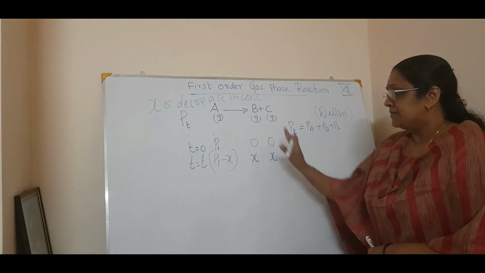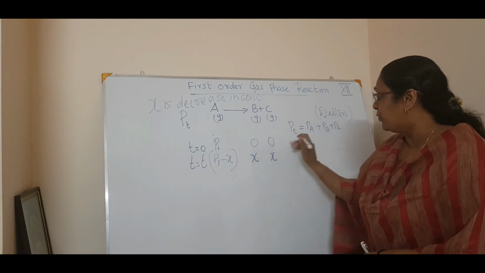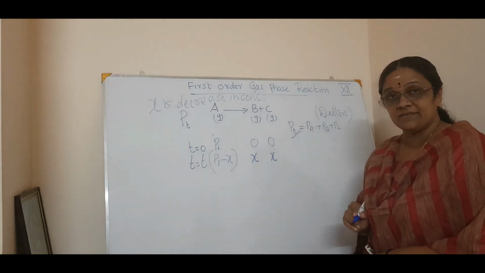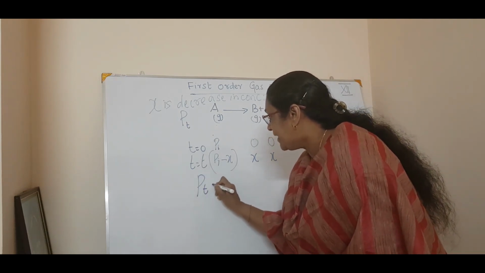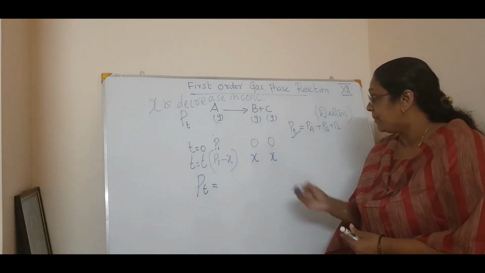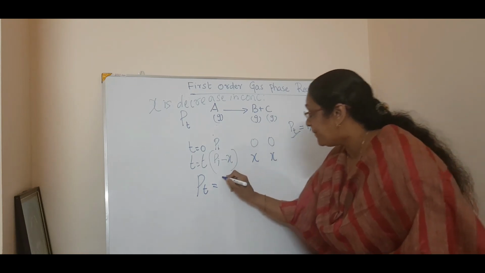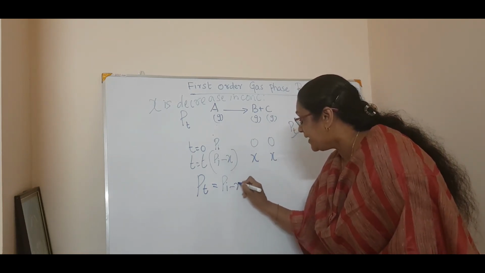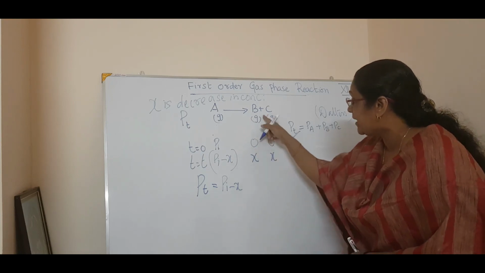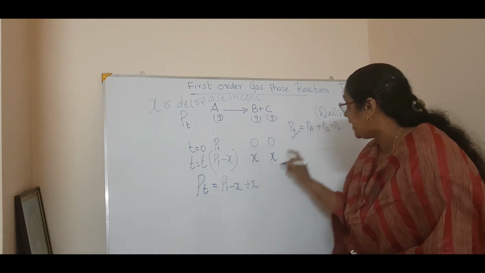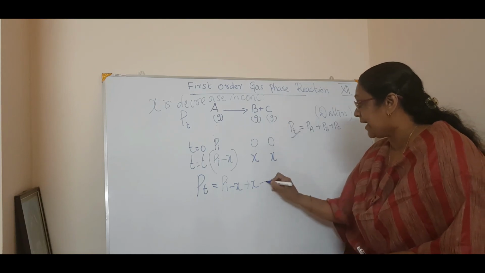Okay, now what we have to do? We have to calculate the PT, that is total pressure. So what is total pressure? PT is equal to PA plus PB plus PC. PA is PI minus X, correct? Plus PB, which is X, plus PC, again X.